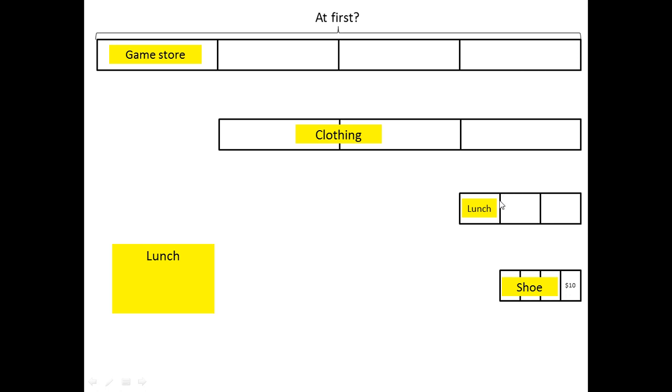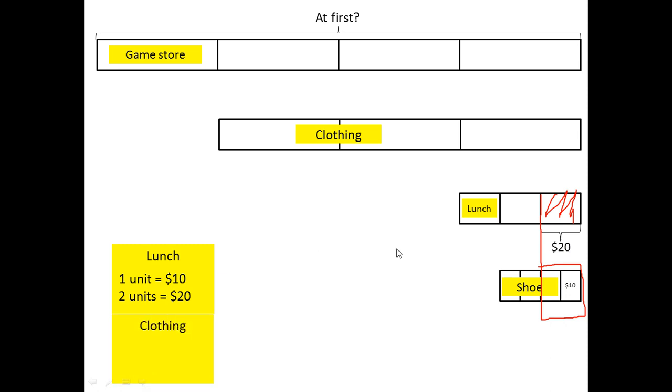So for lunch, how many dollars in 1 unit of lunch? 1 unit of shoe equals $10. So lunch equals 2 units, 2 units of it. This one equals how many? 20. Get it? So now we know that 1 box of these lunch models is $20.